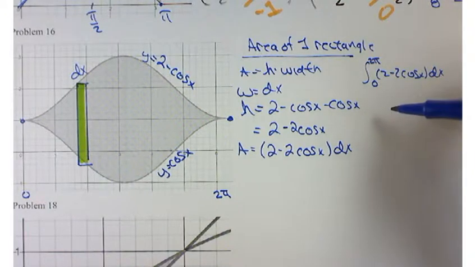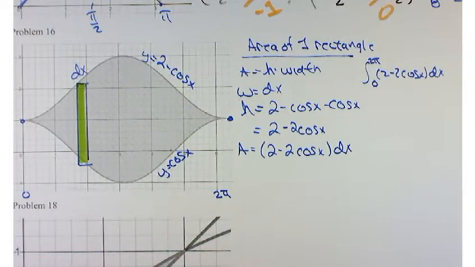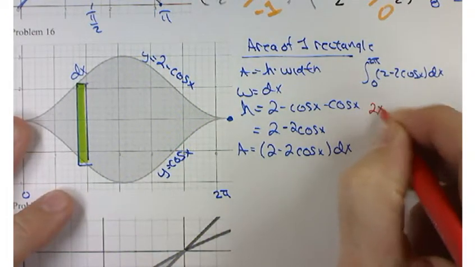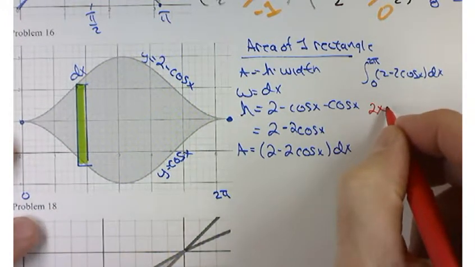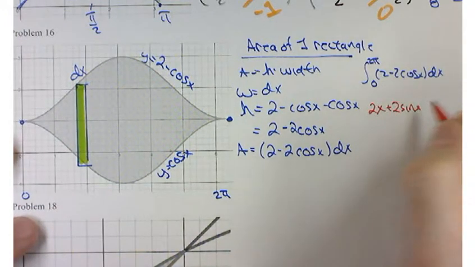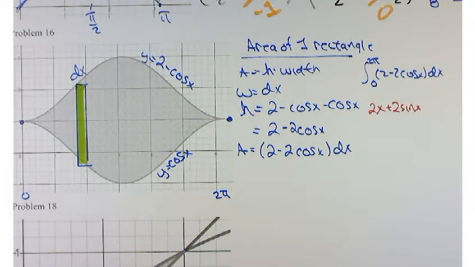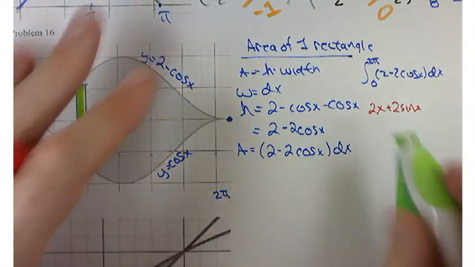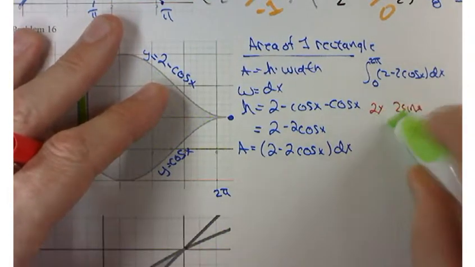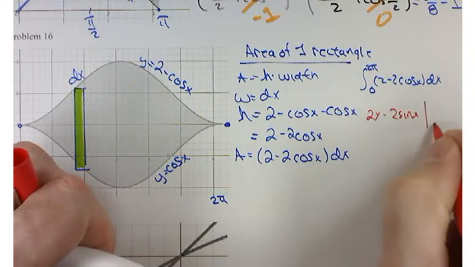So I need an antiderivative here. All right, so 2x, and it'd be plus 2 sine x, right? No, yeah, it would be the minus. So minus 2 sine of x, between 0 and 2 pi.